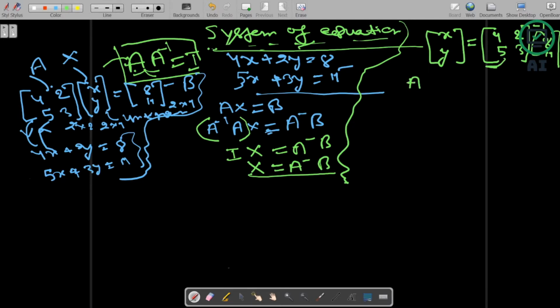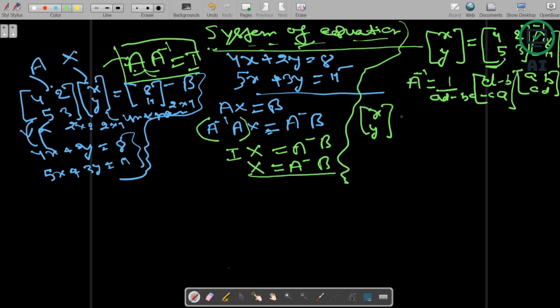As we know, for a 2 by 2 matrix [A, B; C, D], the A inverse is nothing but 1 over AD minus BC, and then interchange the principal elements, so it is here D, A, and change the sign of the others, minus C, minus B.